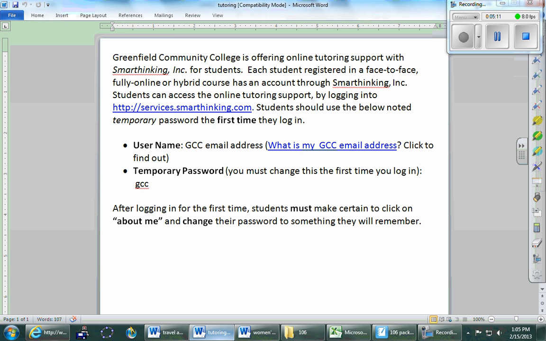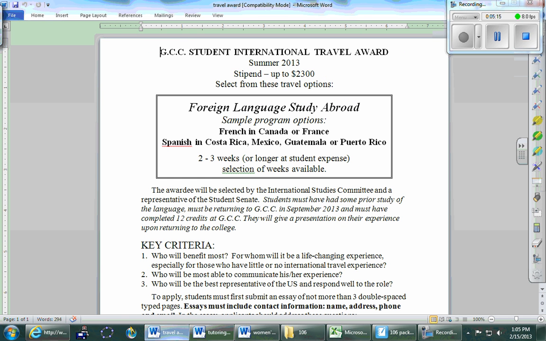Next, there is money available, and I'm hoping some of you get it. So here's a travel award that is going to be given to some student here at GCC to spend a few weeks this summer learning a foreign language in some other country. There's an application process. It's too small to read. We're not reading this right now. But if you want more details, see me right after class or email me, and I will send you this document.